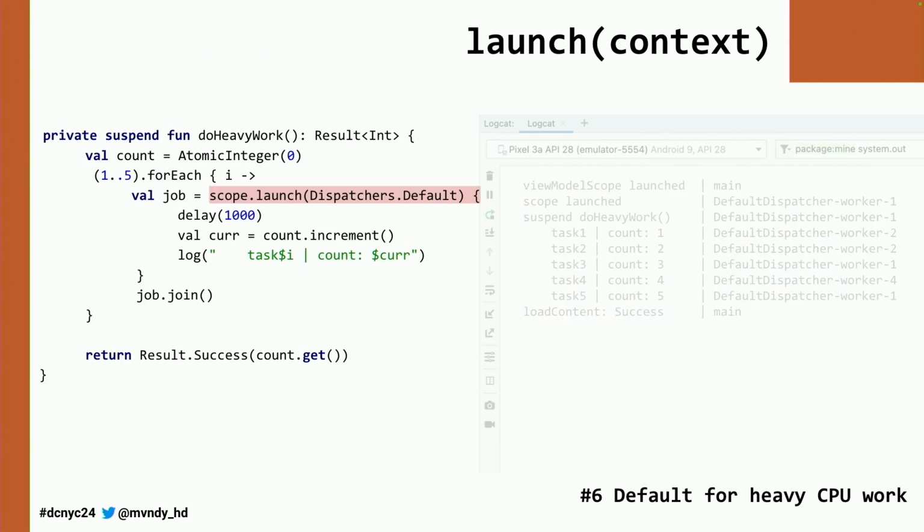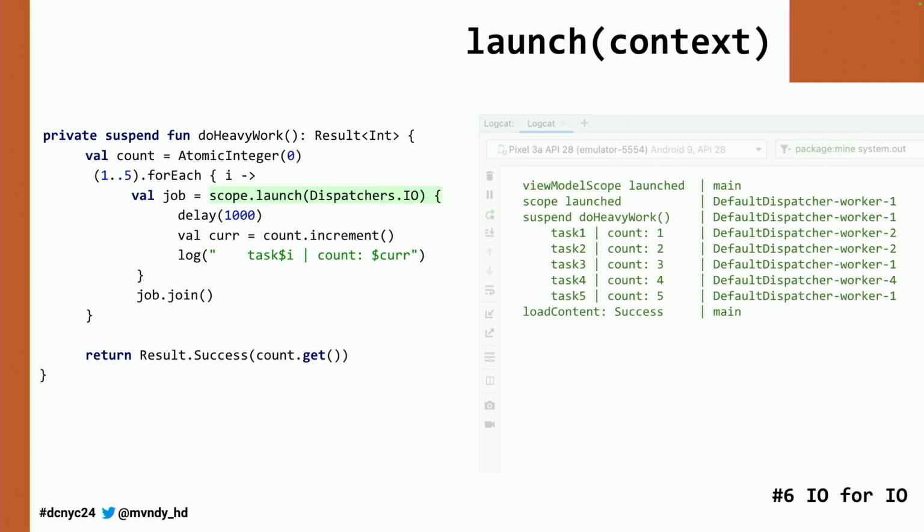And of course, you want to use this generally for heavy CPU related work. So yeah, it's best for those CPU intensive tasks. And if we change the dispatcher to IO, the interesting thing is you will still see default dispatcher workers still being used as workers.